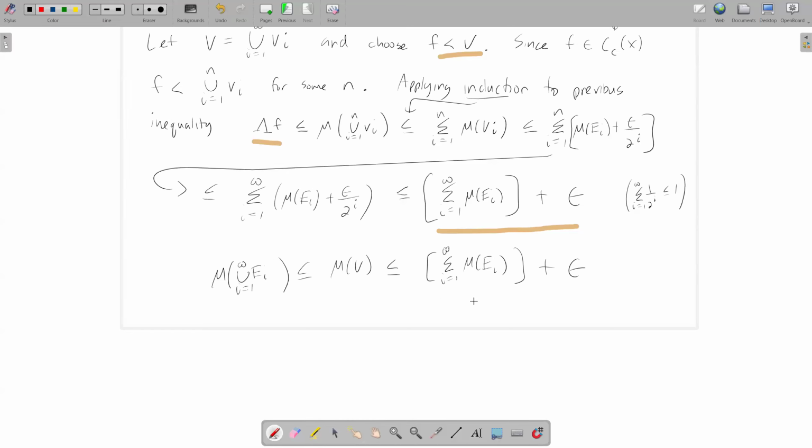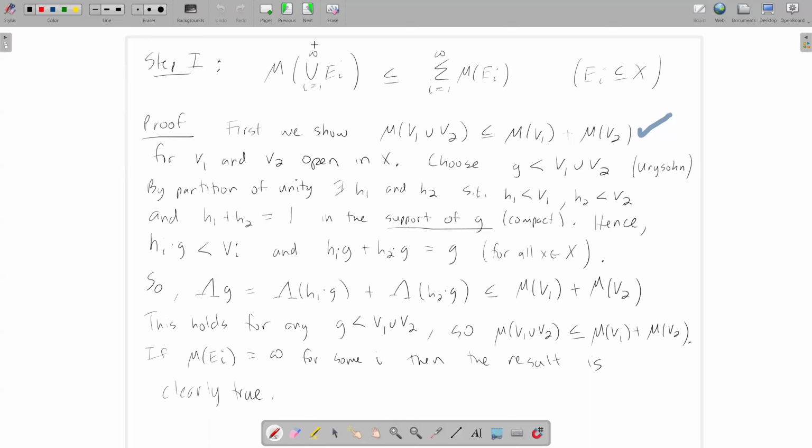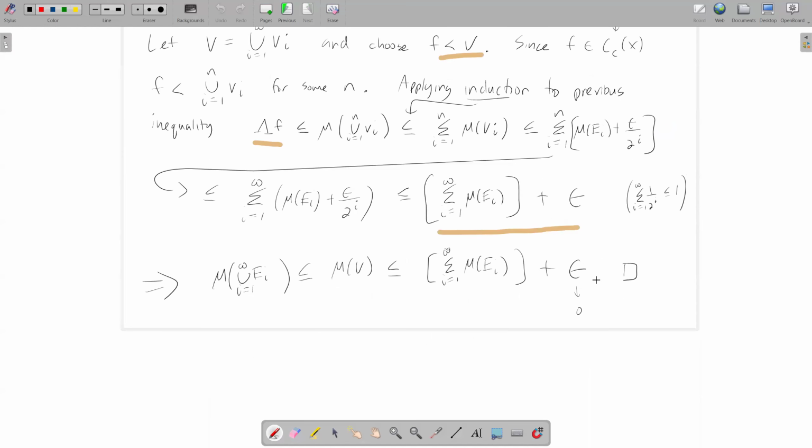Okay, and now we can see that this is less than or equal to that for any epsilon. So we can let epsilon go to 0 and we get the inequality that we wanted to prove from the start, right? So that is the final step here. So what we wanted to prove was this. We proved that this is less than or equal to this plus epsilon for any epsilon. Therefore, this is less than or equal to that. Done. Okay, cool. So that's step one.